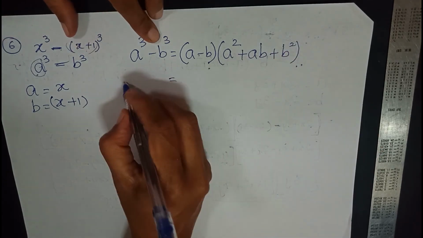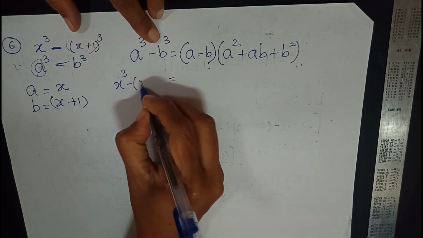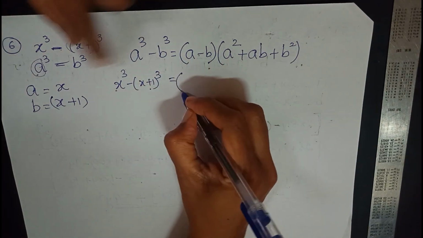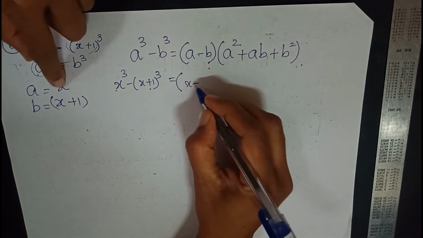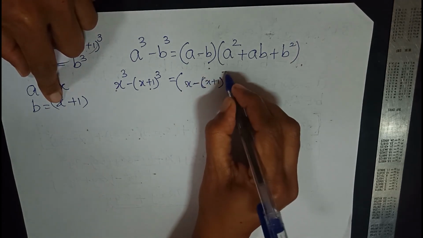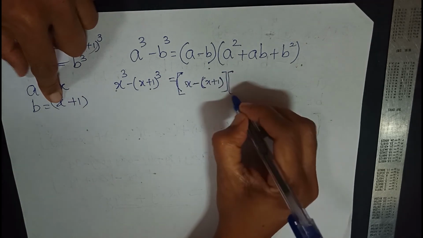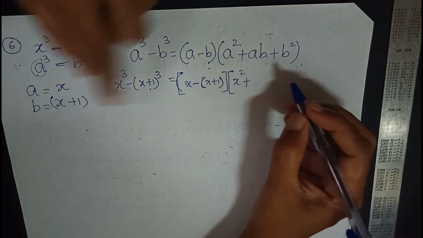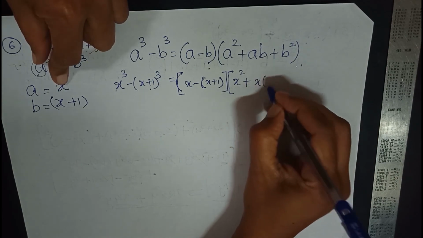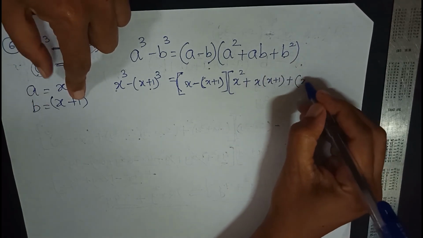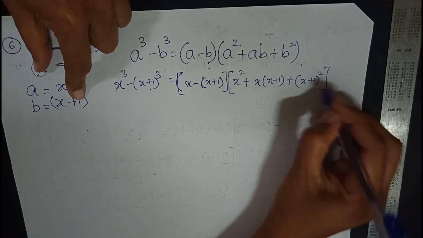Let's substitute now. So x cube minus x plus 1 the whole cube. This is a cube minus b cube. What is a? X. Minus what is b? X plus 1. Again we write it in the bracket because it's a binomial. Next, a square. A is x. X square plus ab. That is x into x plus 1. Last is b square. B square is x plus 1 the whole square.